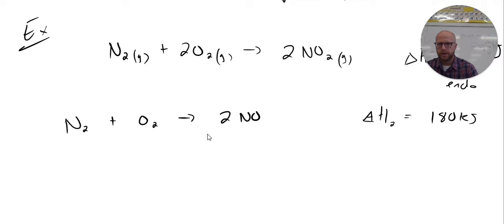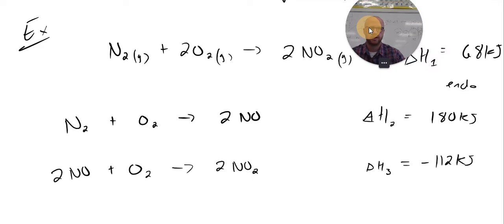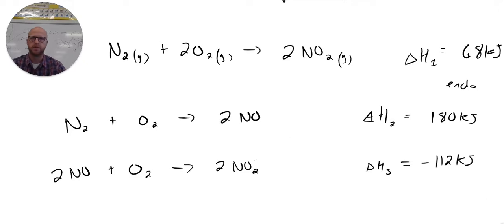But then we also know that when 2 moles of nitrogen monoxide interact with a mole of oxygen gas, they react together to produce 2 moles of NO2. Let's call this delta H3, and let's say the change in enthalpy for this is negative 112 kilojoules. So what does this do for us? Hess's law says I can look at an overall reaction as a series of multiple steps. So let's add these reactions together.